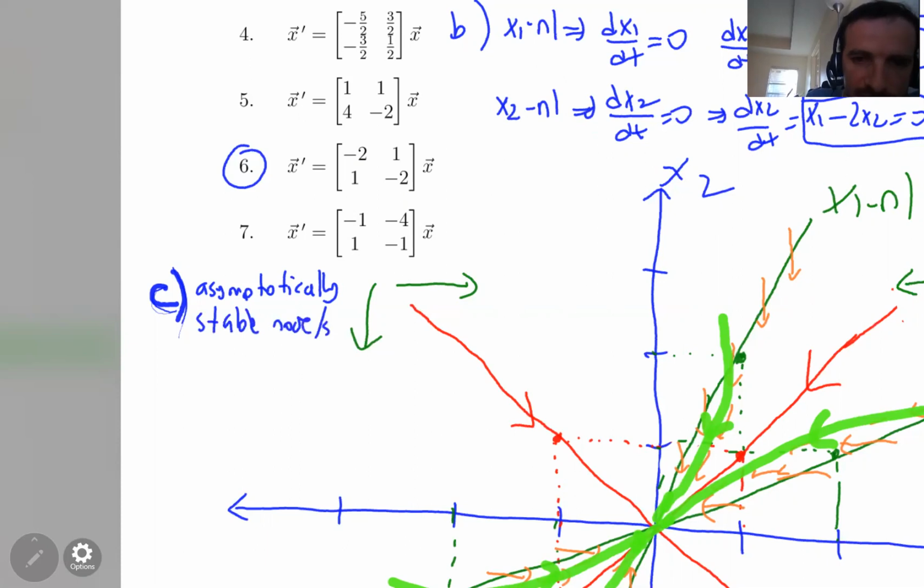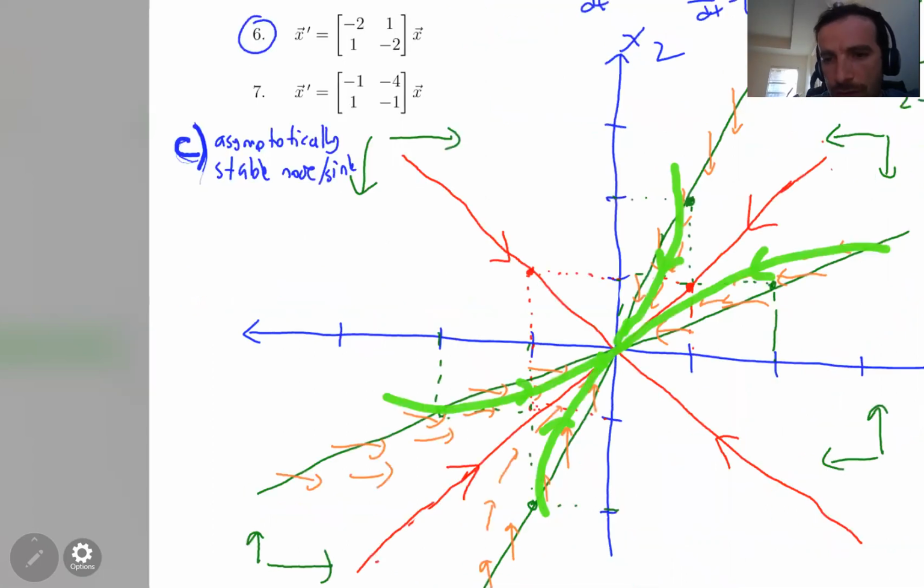Or we call it a sink. And why do we call it a sink? If you look at all solutions, they are coming towards the origin, so the origin is behaving like a sink. It's just taking all the solutions towards itself. So its type is an asymptotically stable sink.